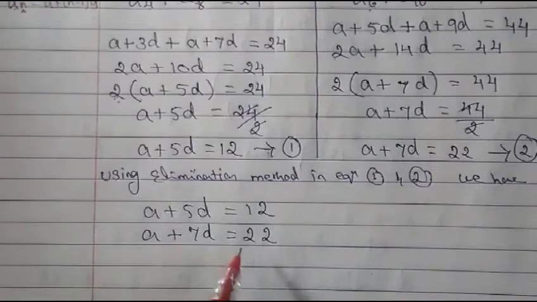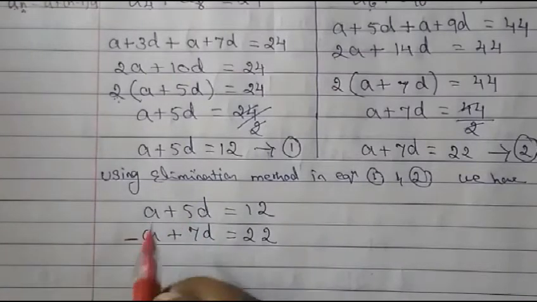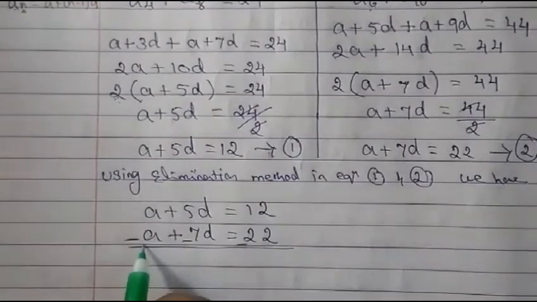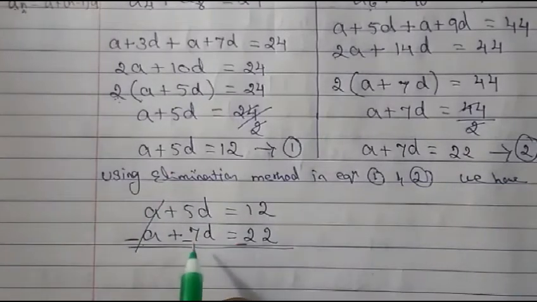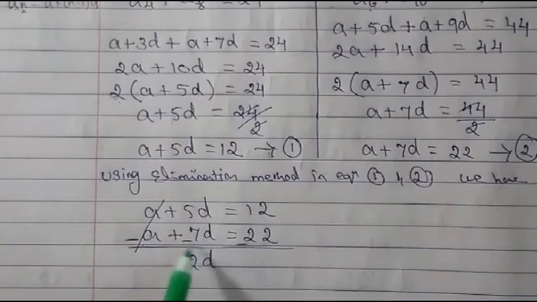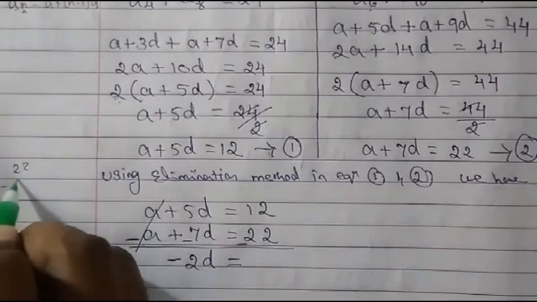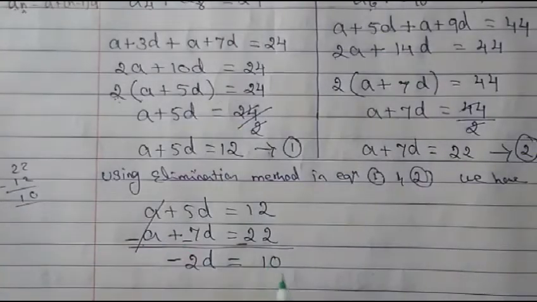So elimination method means we have to eliminate. Eliminate means we have to change the sign. Then only we can eliminate, otherwise all are in plus, so we can't eliminate. So change the sign. So this will give us now, this is minus a plus a gets cancelled. From 7 you subtract 5, we will get 2d, and the biggest number is in minus, so minus. From 22 you subtract 12, 22 minus 12 will give us 10, and this is in minus, the biggest number is minus, so minus 10.